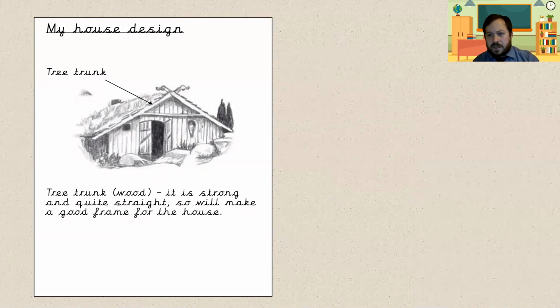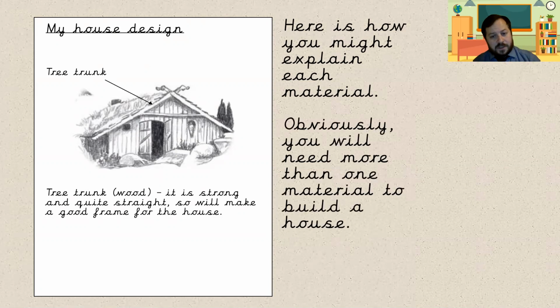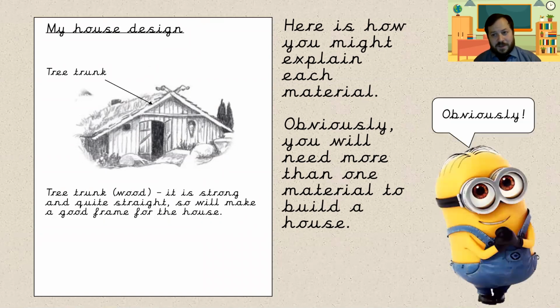And the first material that I'm going to use is a tree trunk from the woodland. And I'm going to choose it because it is strong and relatively straight, and it will make a good frame for the rest of the house to be built around. Now, this is how you might explain each of your different materials as you go along, thinking about each one as you choose and explaining why you're using it and what the material is. Obviously, you'll need more than one material if you're going to build a house. You can't build the entire house out of tree trunks, obviously.